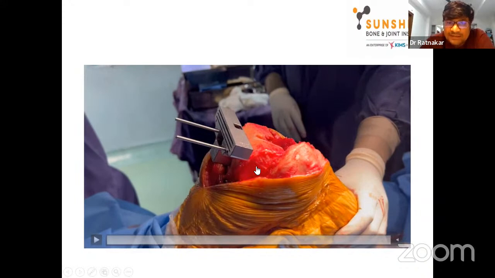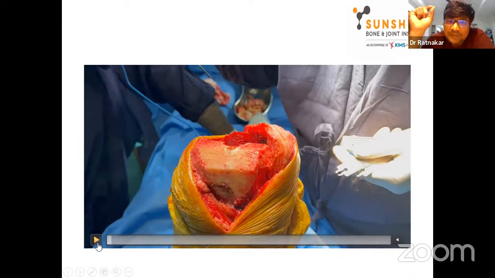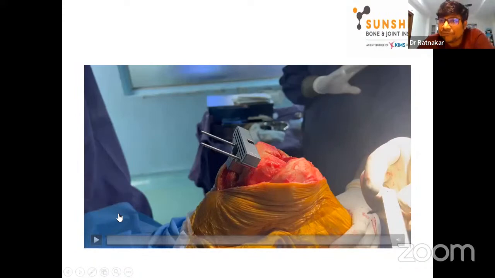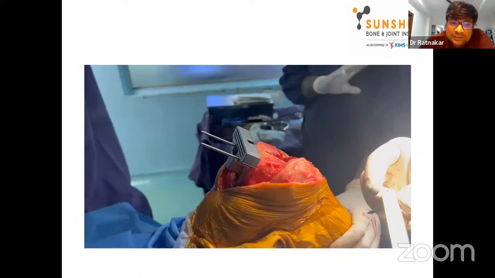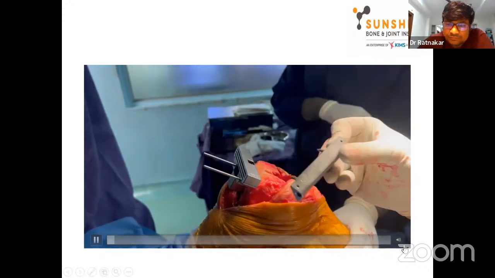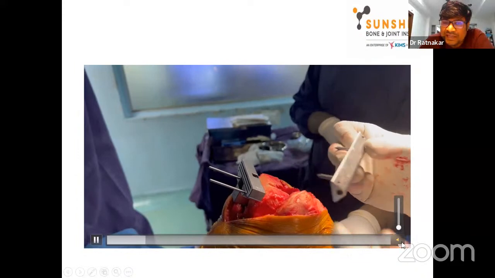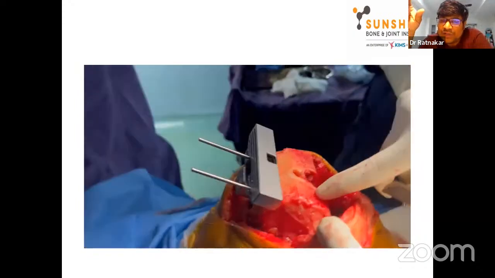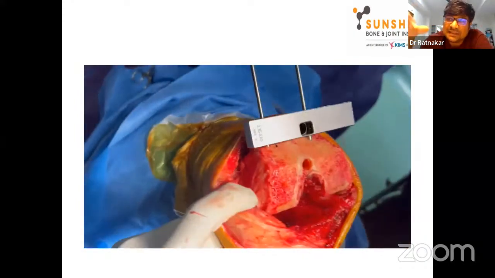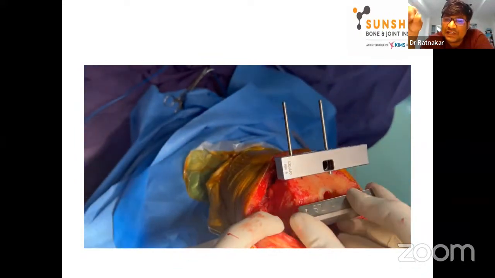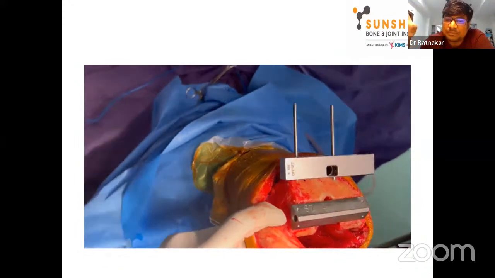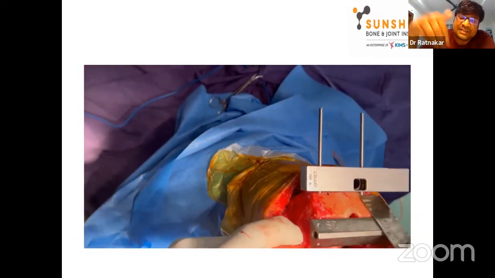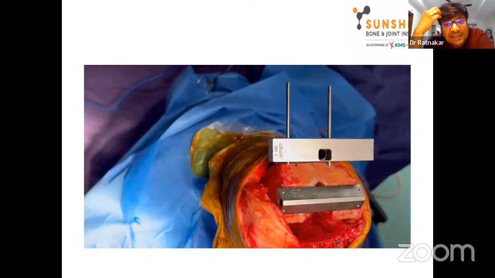So once I revise my distal femur cut, I need to revise my chamfers also. Then only the matching of the femoral component will be good. So this is called the four chamfer jig. This jig we have to place in the slots which are used for sizing the femoral component. You can see the two holes there, which are used for sizing. Once this is kept in place, you can do the cuts from the anterior and the posterior aspect of the jig. So that will revise the additional amount of the chamfer cuts.